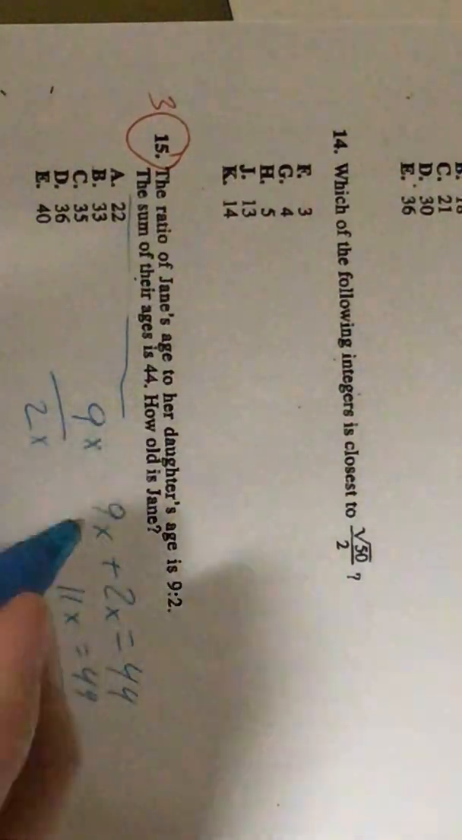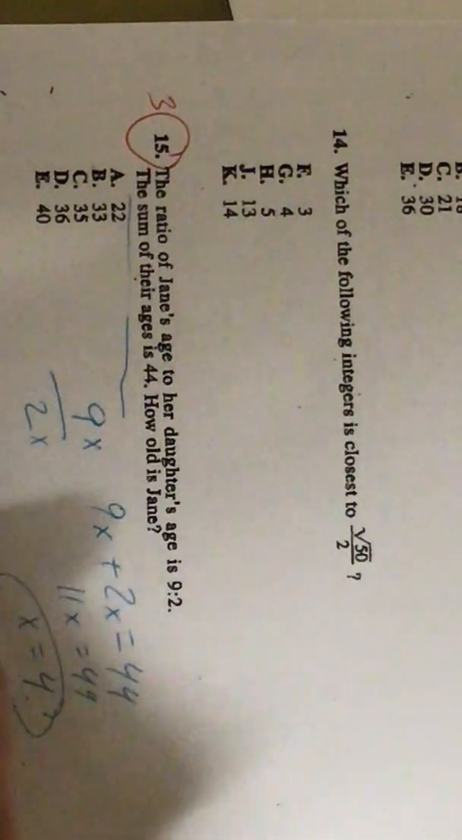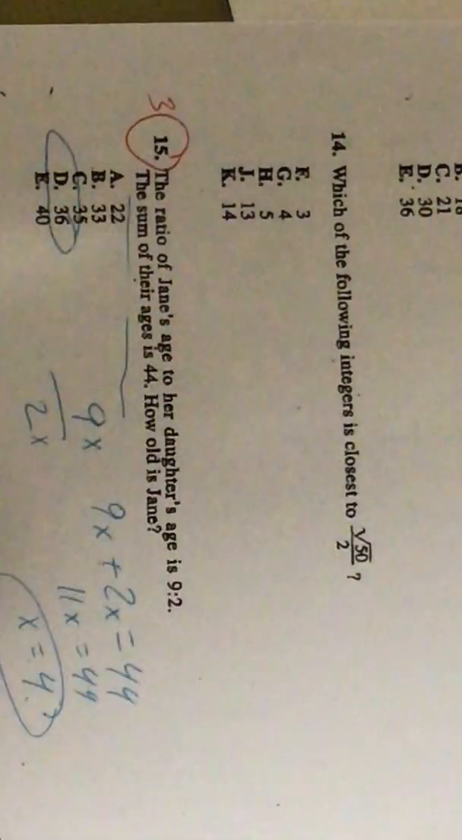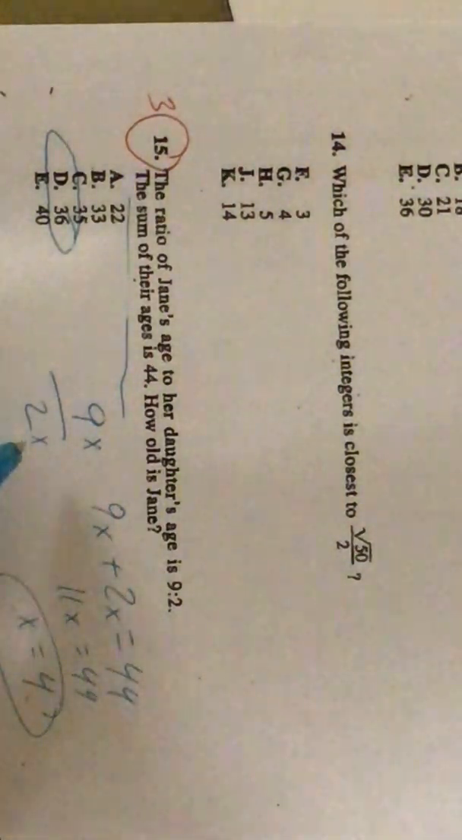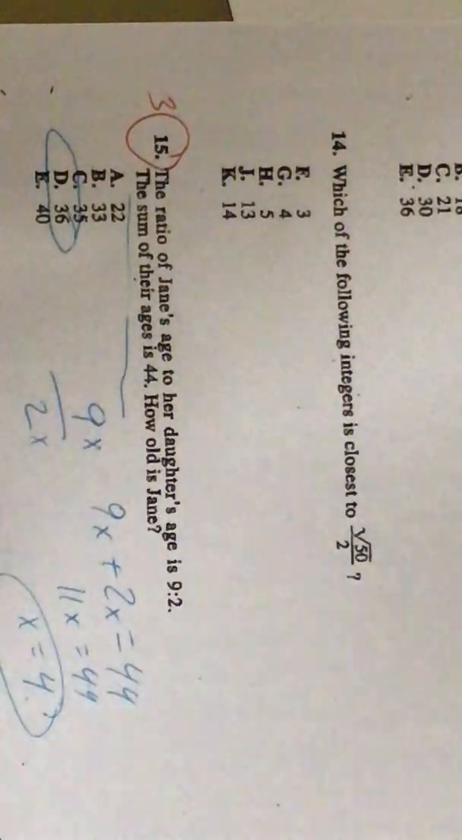How old is Jane? Jane is the 9, so we're going to take 9 times the 4 that we found, and we get 36. Now you could double check that and make sure that if I take 4 times 2, I get 8. And 36 to 8 have that same ratio.